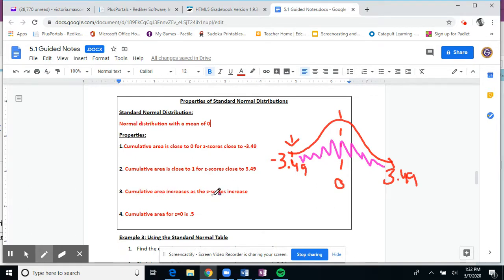The cumulative area increases as the z-score increases. So from the negatives, we get a little bit smaller, and then we increase to our positive numbers. The bigger the number, the more area. And the cumulative area for z equals 0 is 0.5. If 0 is our mean, that means half of our graph would be shaded. From left to right, if we stop at 0, that includes half of our graph.